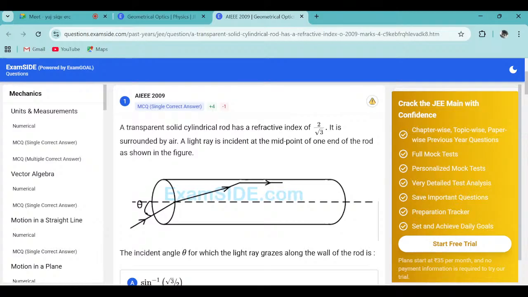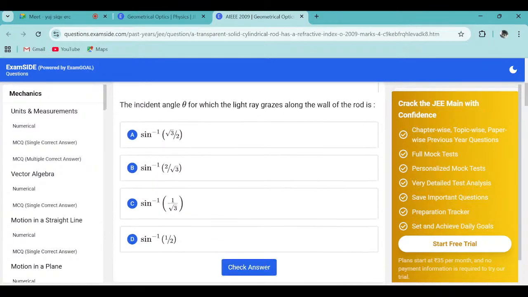Now try this. 1 into sine theta is equal to mu, which is 2 by root 3, into sine r, which is 30. So what are you getting now? Sine theta is equal to what are you getting? 1 by root 3? Yes. Now have a look at the options and tell me which answer is more suitable.